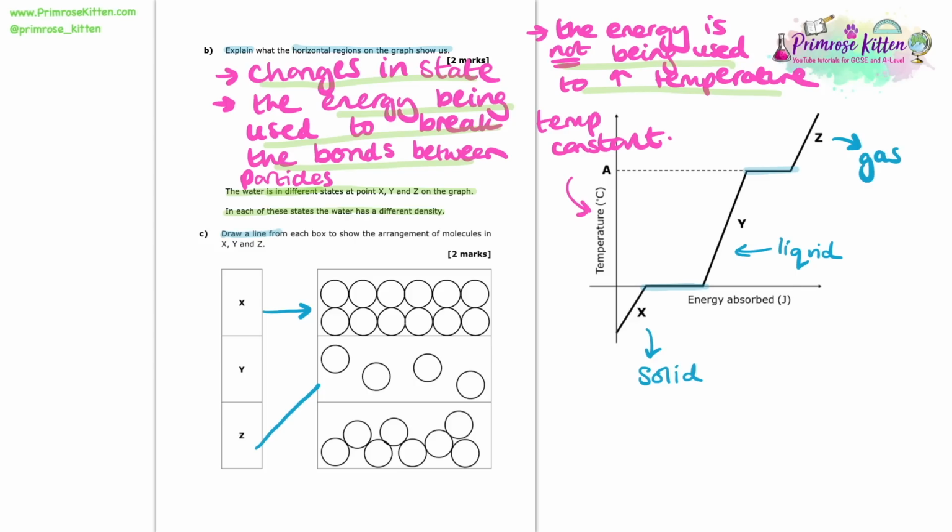Now Y, we can clearly see, is going to have to be the other one, okay? But let's remember that Y is a liquid. The particles are close to each other, but they're not quite as close as they were when they were a solid. And they are moving around each other in a random arrangement. We still don't have that regular arrangement we have when we have a solid. And so Y is going to be this arrangement here.